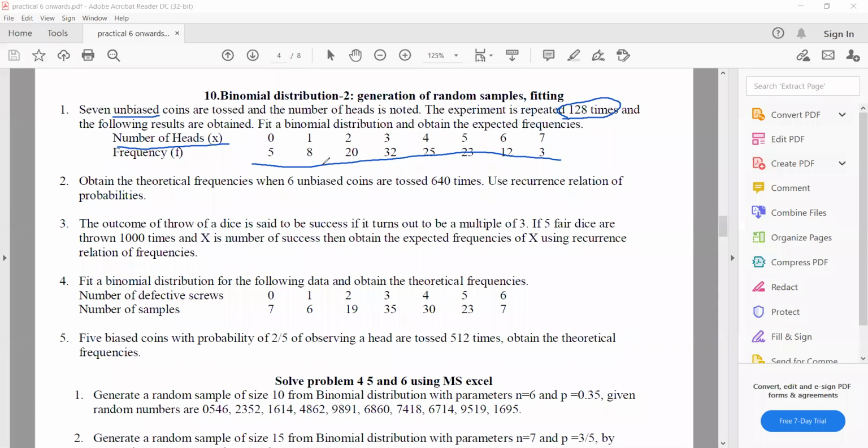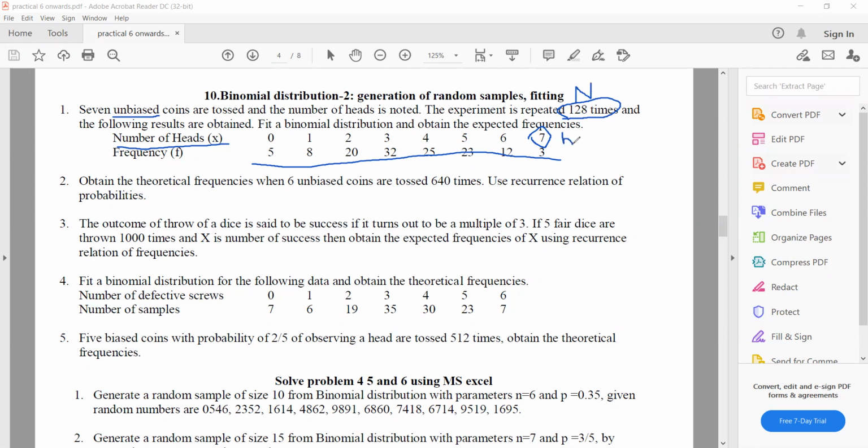So you must identify this n and p from the experiment you are doing. Here we are tossing 7 coins. So a binomial experiment is 7 coins, so your n, small n, is equal to 7. You are repeating this experiment of tossing 7 coins 128 times. Therefore, capital N is equal to 128.